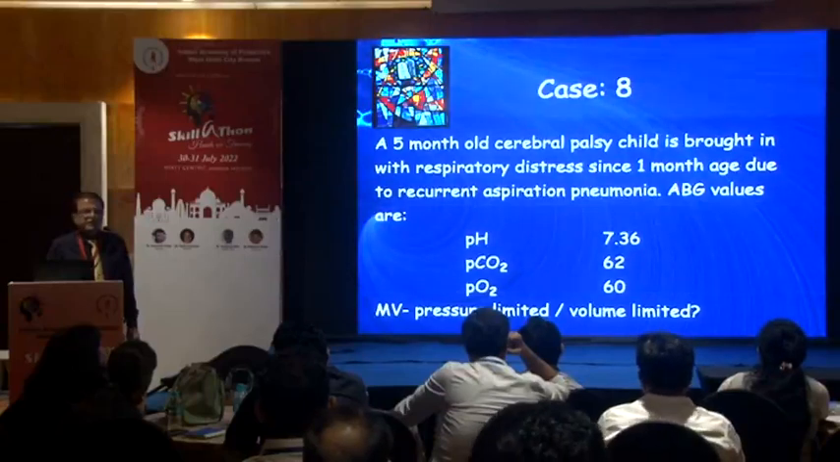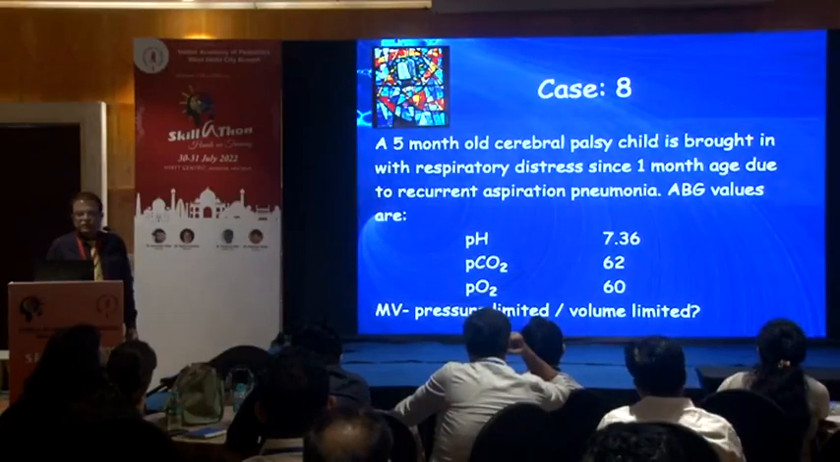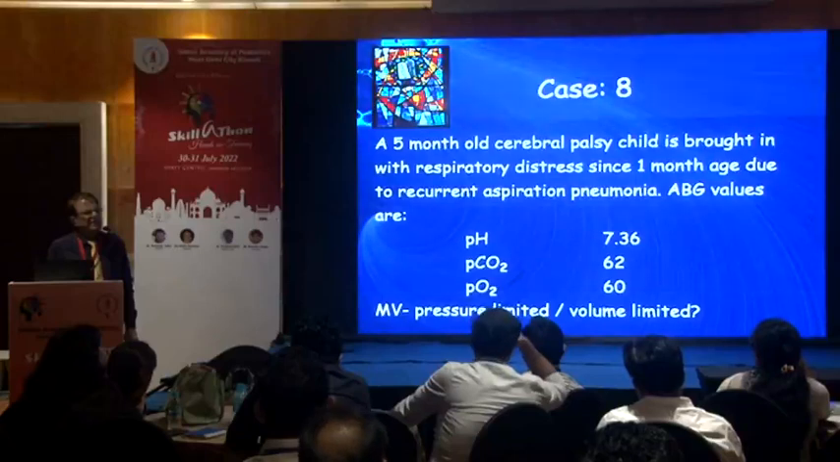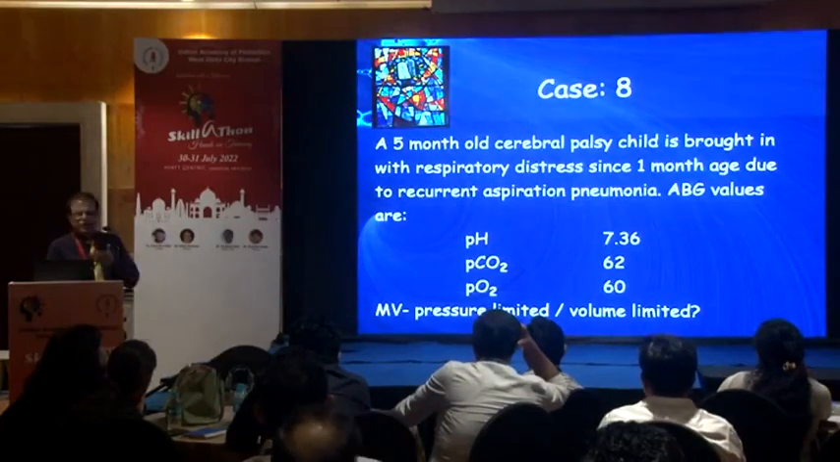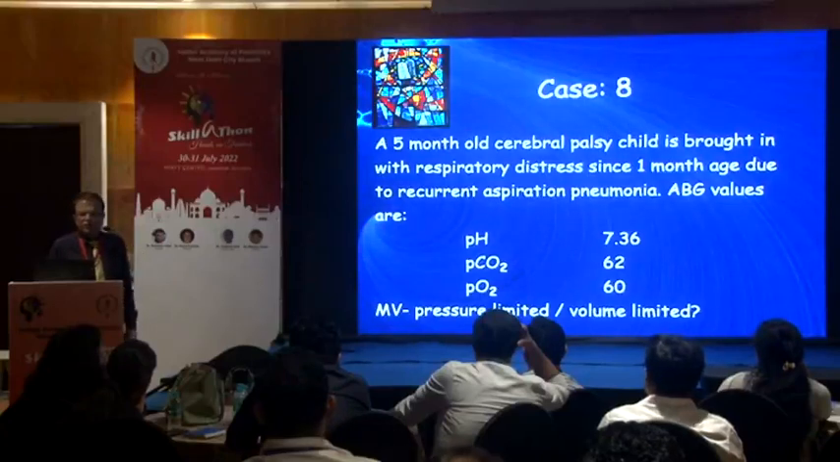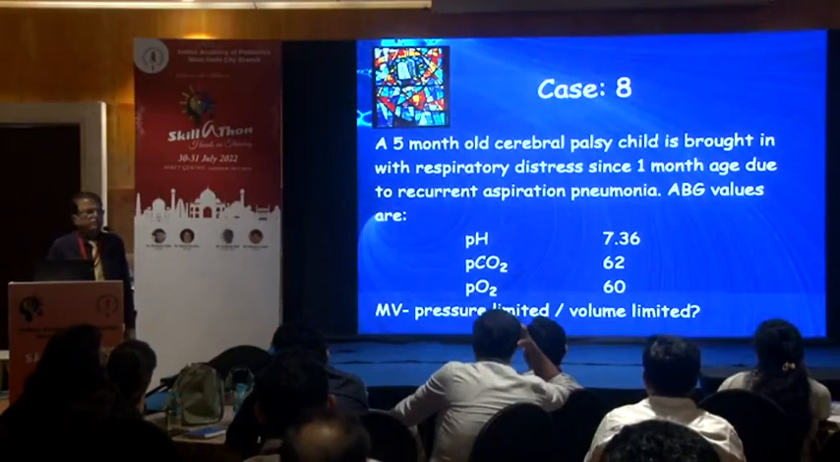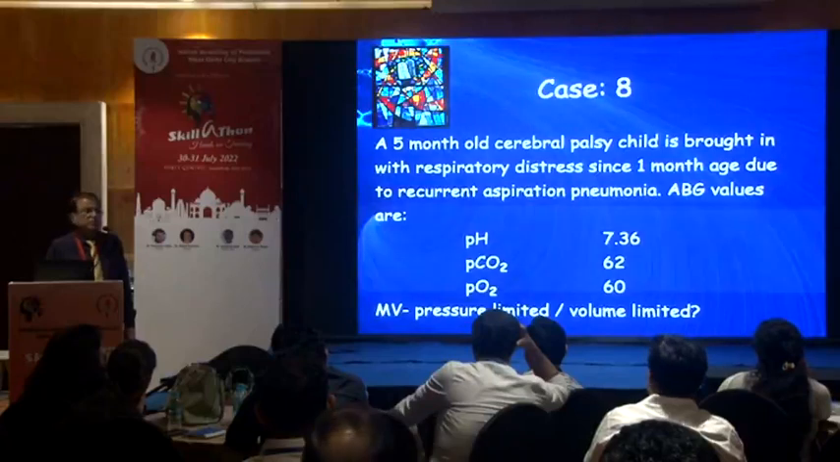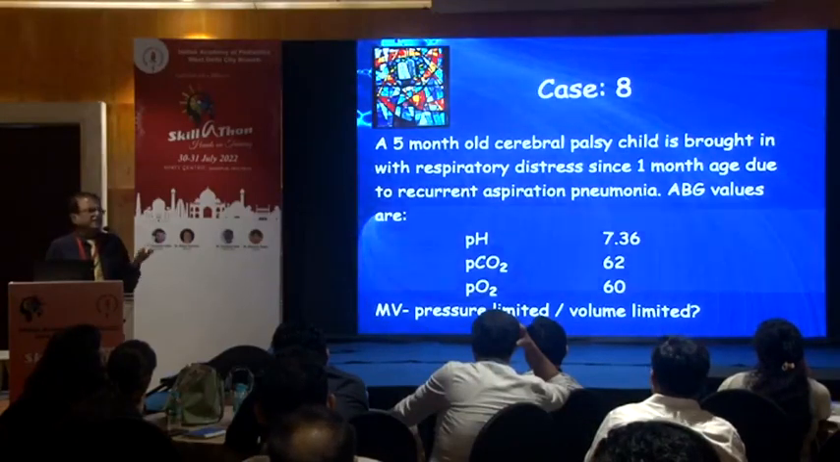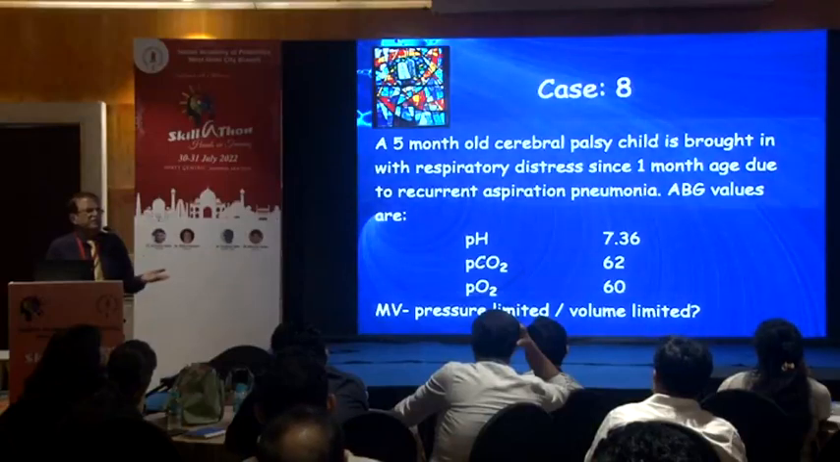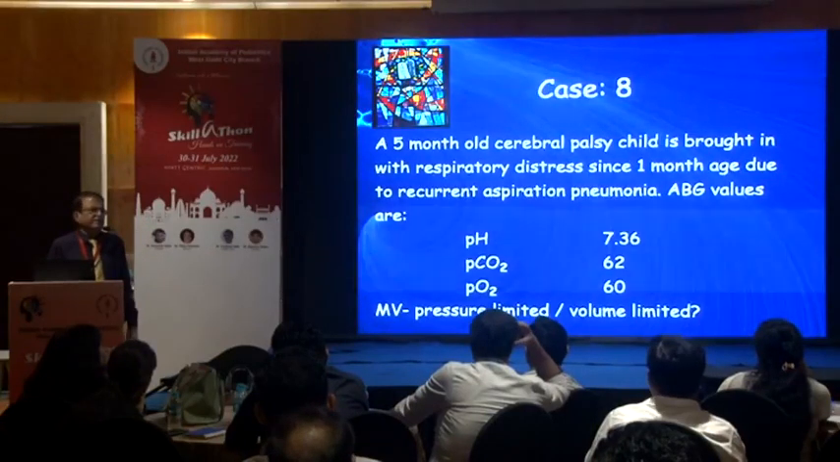The pH is 7.36 and the CO2 is 62, PO2 is still acceptable, 60, not 50. Less than 50 is called respiratory failure. So if you give more oxygen, probably O2 will rise. What about CO2? It is 62. Should we ventilate? pH has compensated. It is 7.36. It has come to normal range. We don't need a ventilator in this patient.